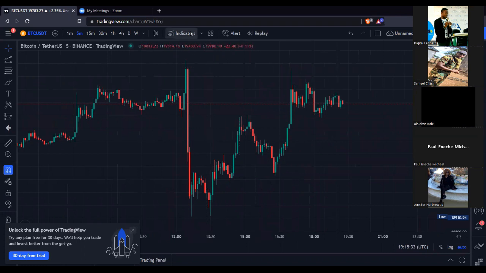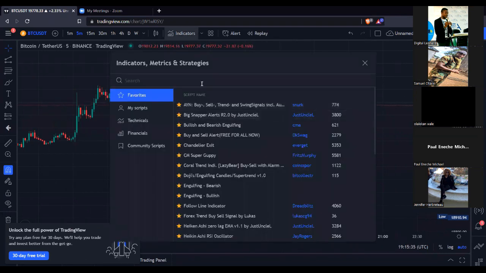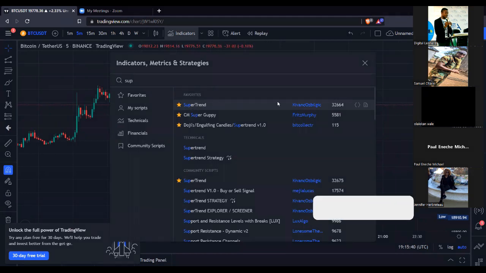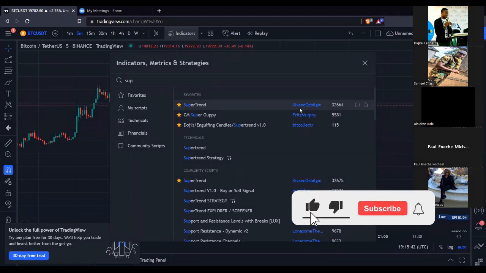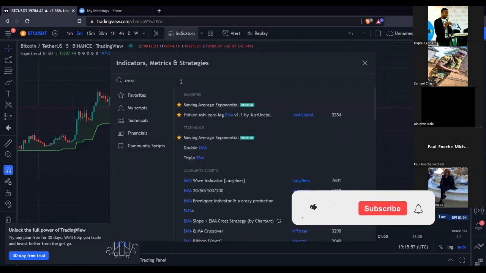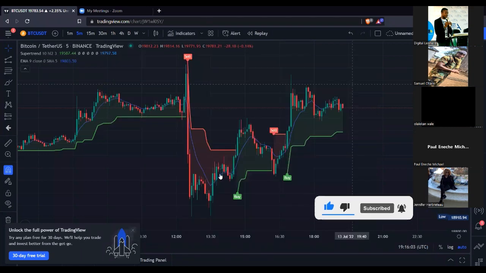On my chart here, I'll go on there and type in the Supertrend indicator. Once I type Supertrend indicator, you'll see the name of the person, which is this Kivanc Ozbilgic, I can't even pronounce that. That is the Supertrend indicator that I'm using, so I just go ahead and add it to my chart. The next indicator I'm going to be adding is the EMA. If I just type EMA here, you click on the one that says moving average exponential, and click on it to add it to the chart.